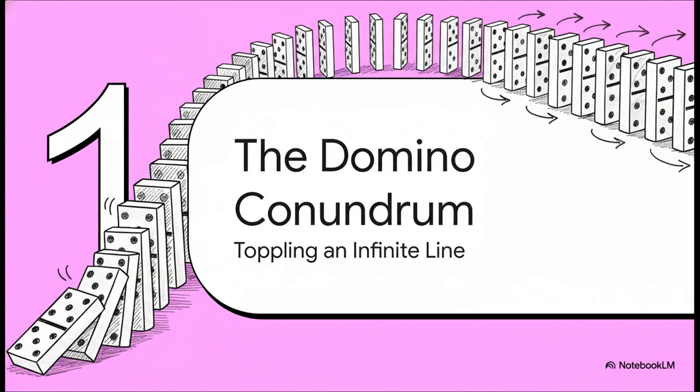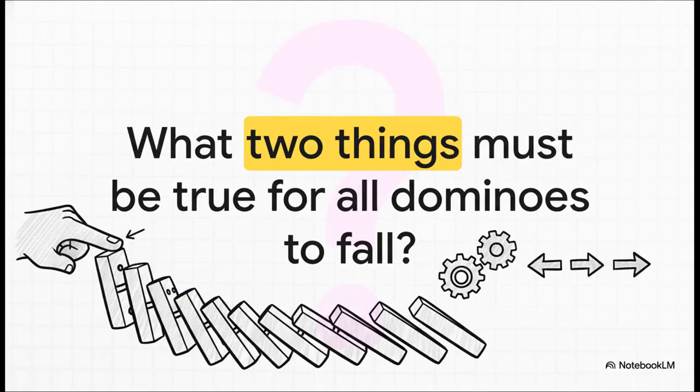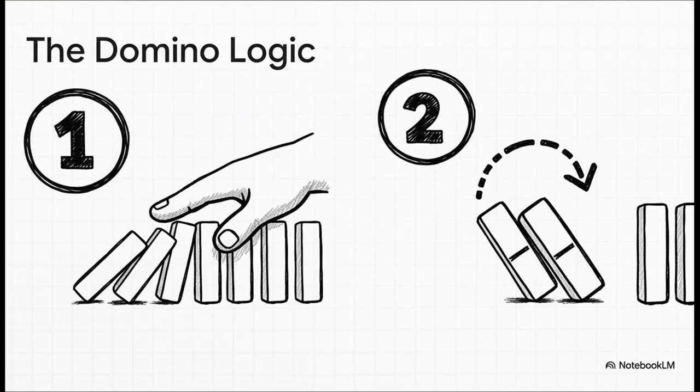So this leads us to the big puzzle, right? The domino conundrum. How can you be absolutely 100% certain that every domino in that endless line is going to fall? Think about it for a second. You can't sit there and watch infinity happen. So what are the two essential conditions, the two things that must be true to guarantee the entire chain reaction works perfectly? It's actually beautifully simple, isn't it?